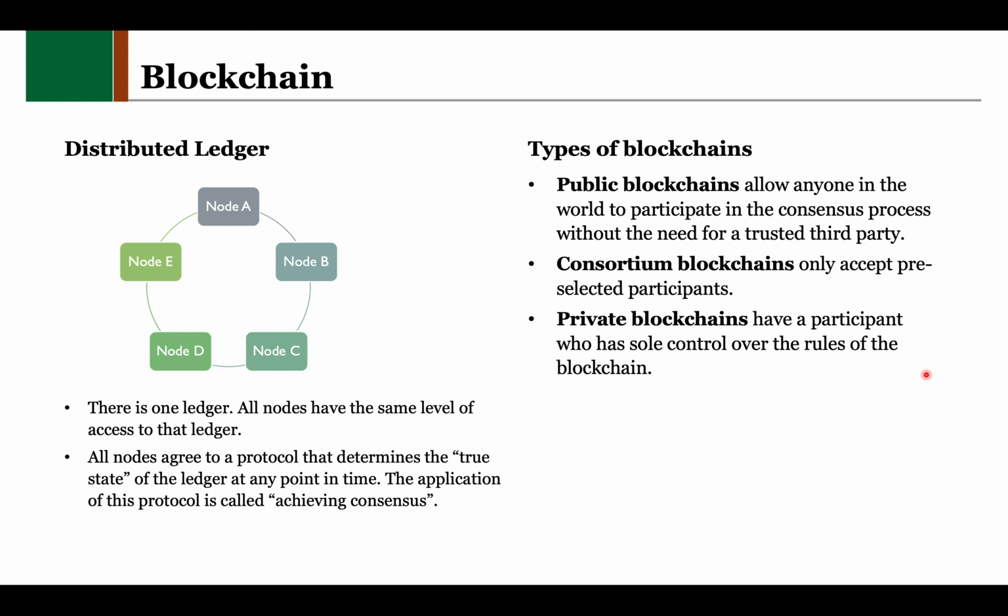A public blockchain allows anyone in the world to participate in the consensus process without the need for a trusted third party, and is secured by economic incentives and cryptographic verification. However, consortium and private blockchains tend to limit the read and write permissions of participants by including trusted entities and are therefore not fully decentralized.